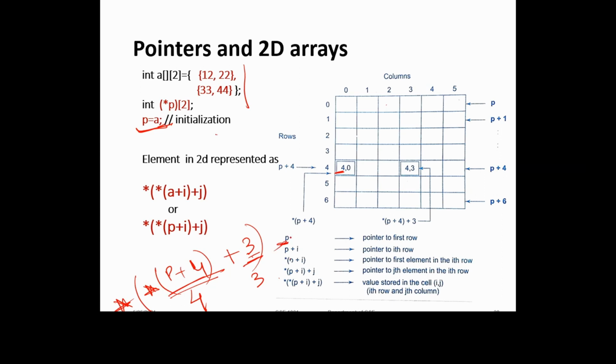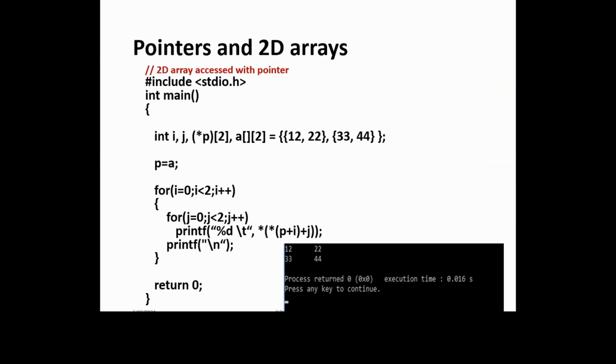It is simple. P pointer to first row or first element 0 0. P plus I pointer to ith row. Star P plus I pointer to first element in the ith row. फर्स्ट एलिमेंट क्या मिल गया उस रो में, तो बाकी एलिमेंट्स का ही मिल जाएगा, प्लस जे करके. ये एड्रेस हो गया प्लस जे. और अगर हमको वैल्यू चाहिए तो we can use this dereference operator very simply.